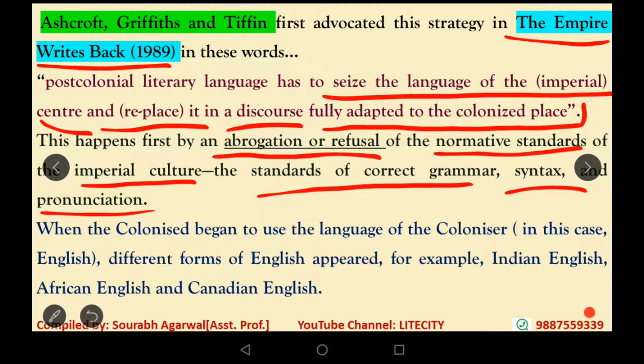It is quite related with the abrogation. Abrogation here means that we are violating the purity of the English language. We are not following the structure which is considered to be the normal, or the proper structure or grammar. When the colonized began to use the language of the colonizer, that is English, different forms of English appeared: Indian English, African English, Canadian English.